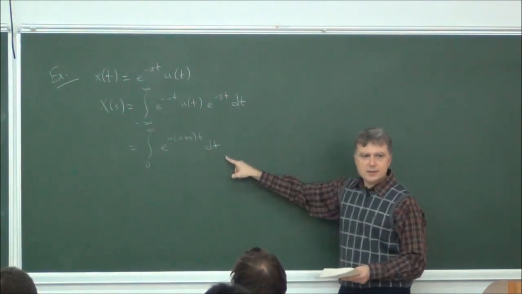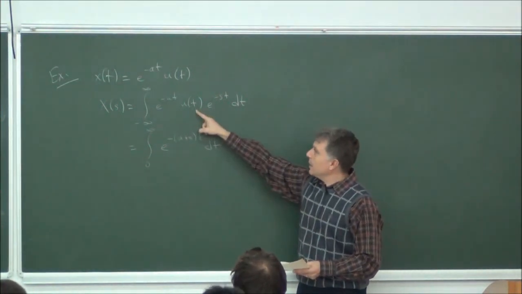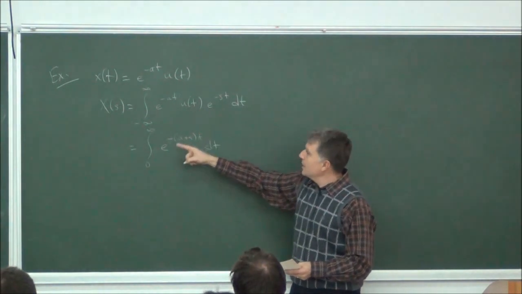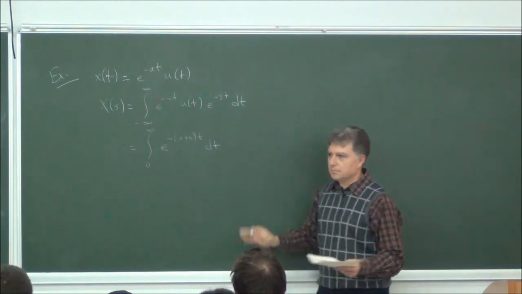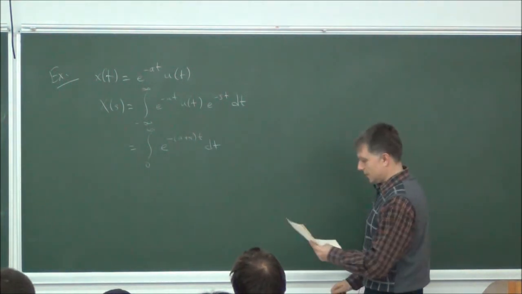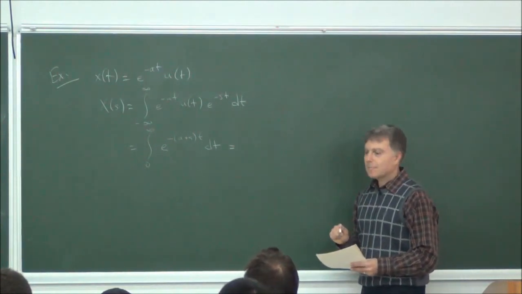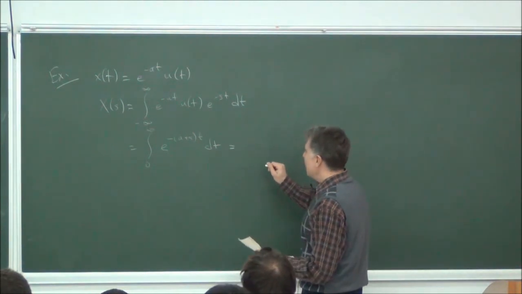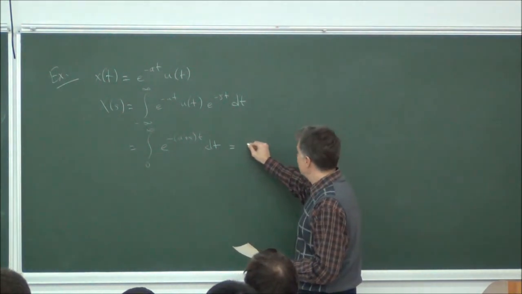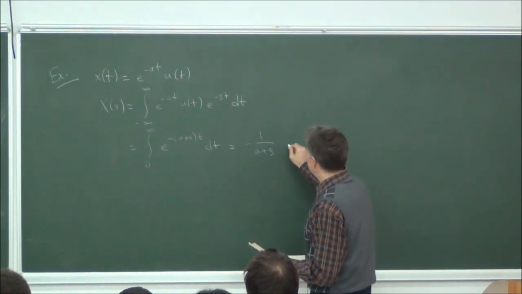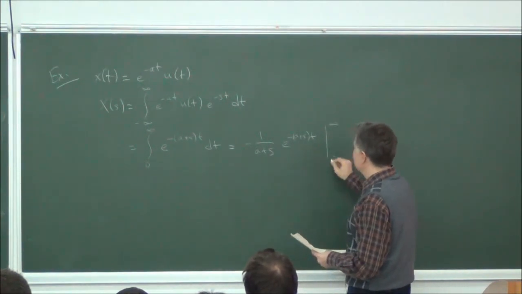Do you all follow this step? I combined these exponentials in a single term, and I dropped this u of t because it forces the signal to start from 0. So I changed the integration to start from 0 and go to infinity. So this is my new integral. And that is equal to what? Yeah. There's a minus 1 over a plus s, and e to the minus (a plus s)t from infinity to 0.